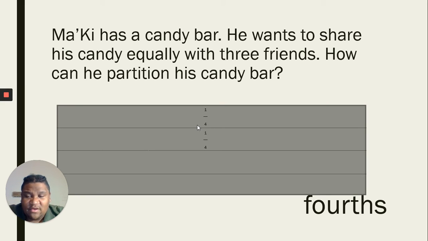All right, so Makai will get 1/4. His friend will get 1/4. His second friend will get 1/4. And his last friend will get 1/4.